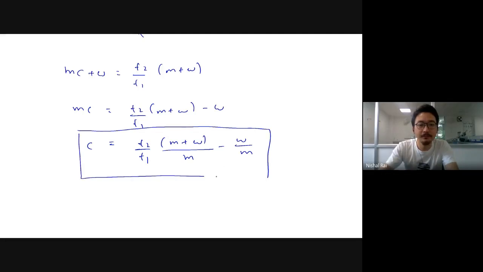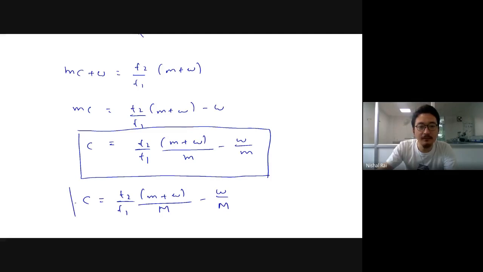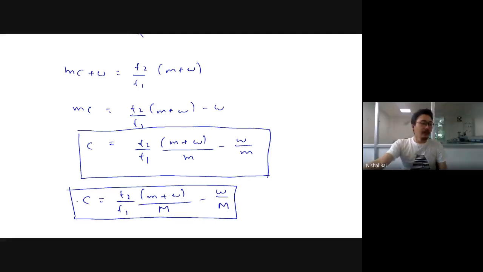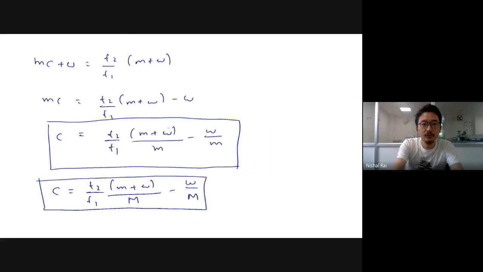Now is it clear? This is the specific heat of a liquid. Clear? Yes, sir. Even if the mass of the liquid and the mass of the water were different, this still holds, okay? T2 divided by T1, it will have M plus W divided by capital M. This is the mass of the liquid. So this is the final expression. Clear? Yes, sir. I think it's clear till here. Do you have any doubt till here?